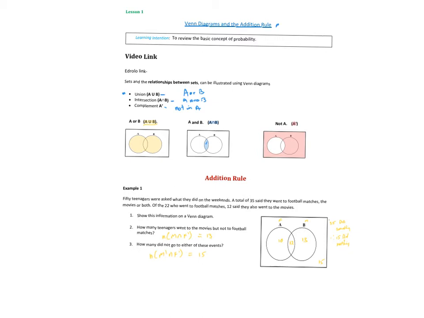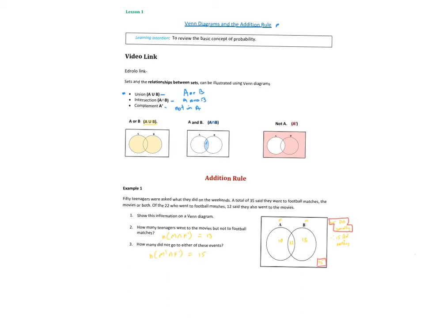So I know that 35 did something. That means of the 50, 15 did nothing. So if they did nothing, they're in that little section down there where they didn't do. They were not a part of any of the activities. Let's read carefully what the rest of it says.